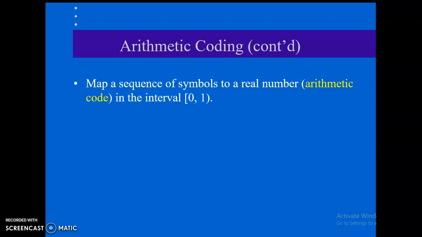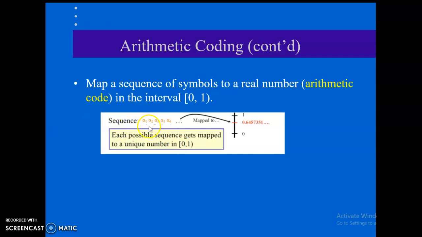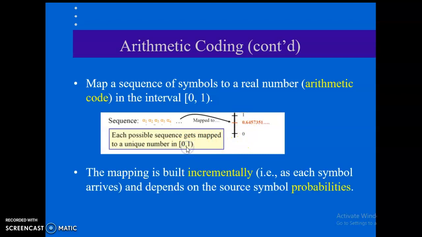Arithmetic coding, under continuation, maps a sequence of symbols to a real number, the arithmetic code, in the interval 0 to 1. Sequence A1, A2, A3, A4, A5 is mapped to a number between 0 and 1, for example 0.6457351. Each possible sequence gets mapped to a unique number in 0 to 1. The mapping is built incrementally, that is, as each symbol arrives, and depends on the source symbol probabilities.